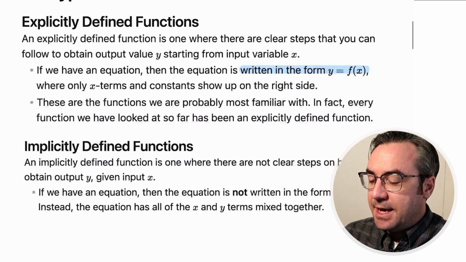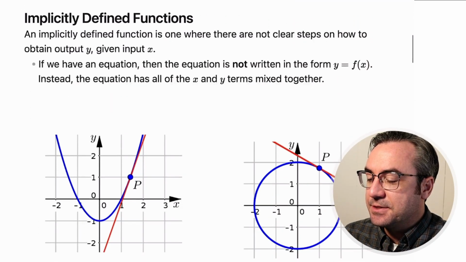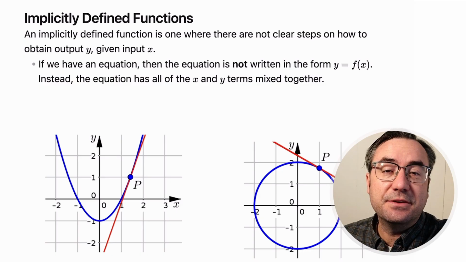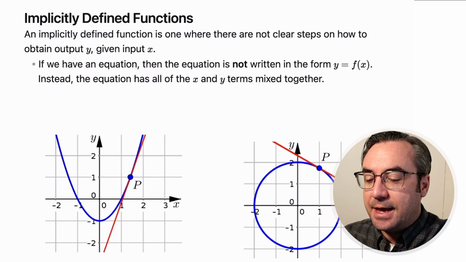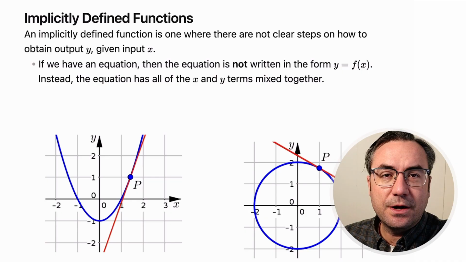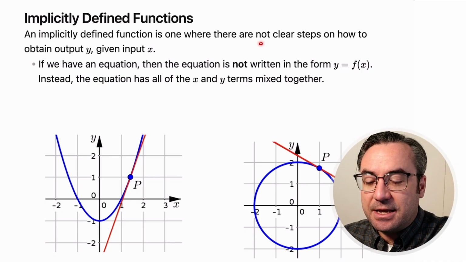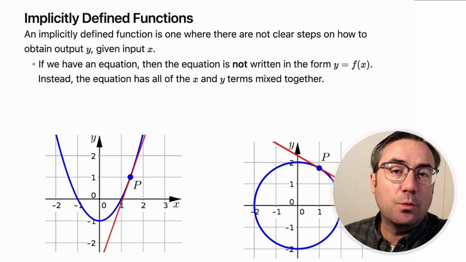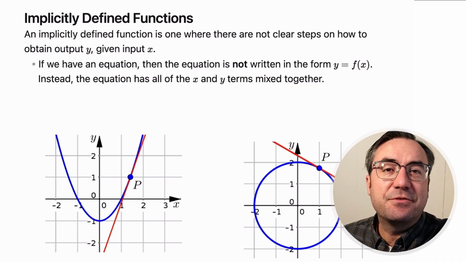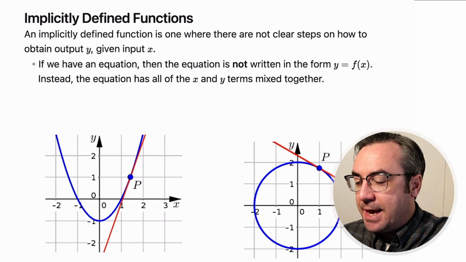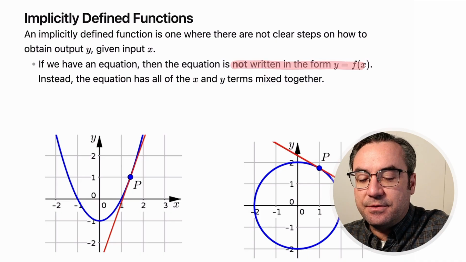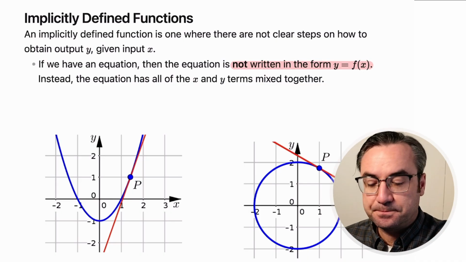What we're going to be looking at today, though, is a new class of functions called implicitly defined functions. These are functions where there's not a clear set of steps to follow in order to take your input x and get output y, so you have to do more work. The difference is that these are not written in the form y equals f of x.